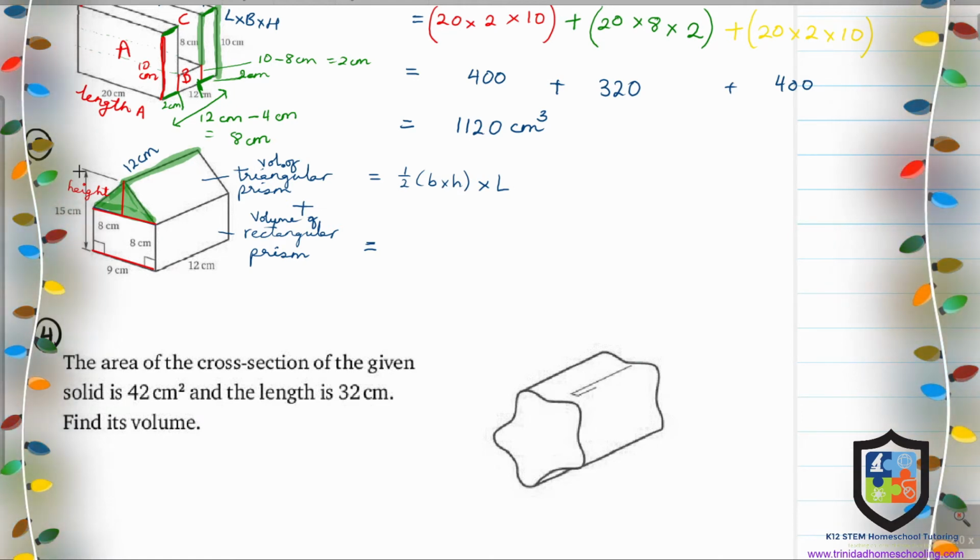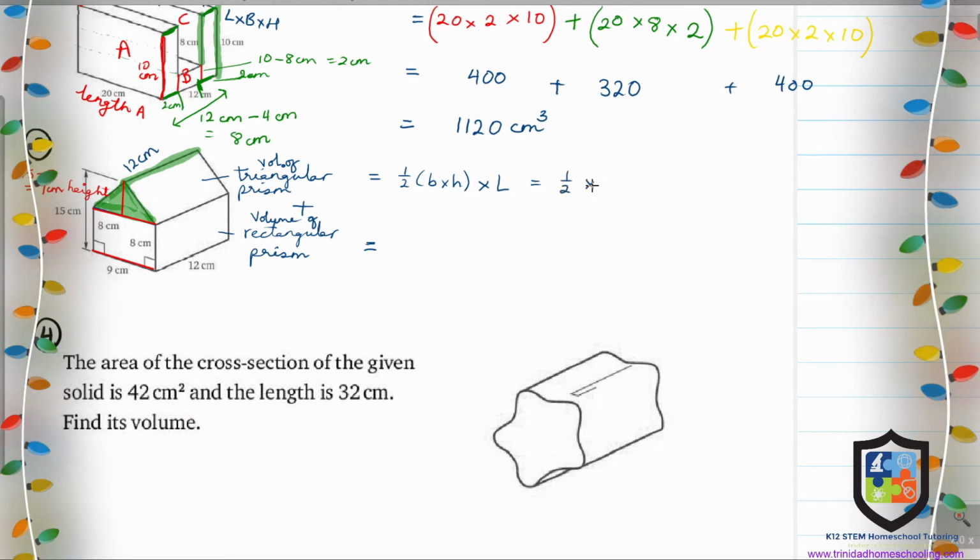If the entire length here from the bottom to the top is 15, and this little piece here is 8, then my height for the triangle is going to be 15 minus 8. Okay, that is going to be 7 centimeters.